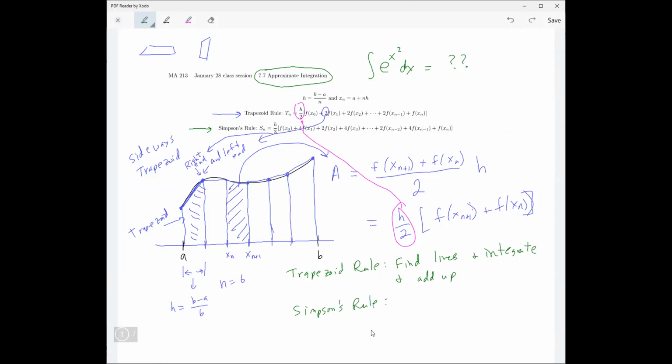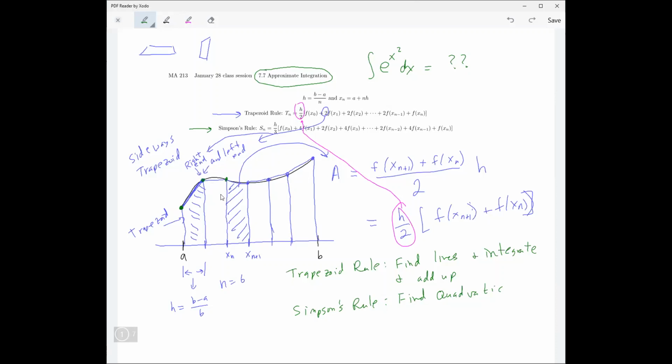What Simpson's rule does, essentially, is you find quadratics. Now, the way that you do it is you take these 3 points here. Through those 3 points, there's only going to be one quadratic function that goes through those 3. There's only going to be one.